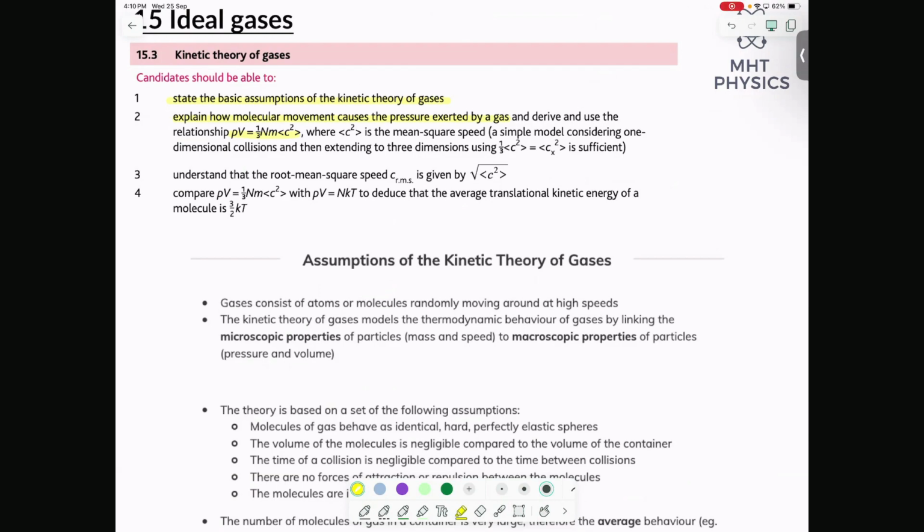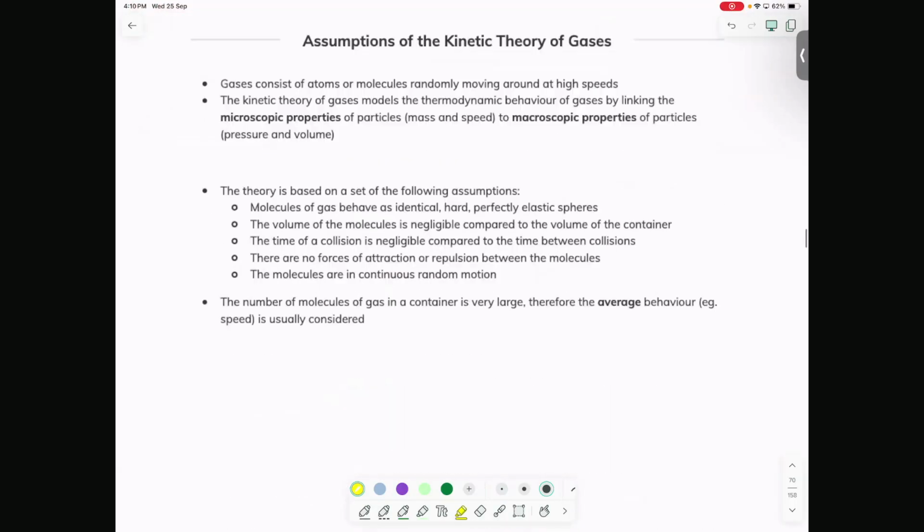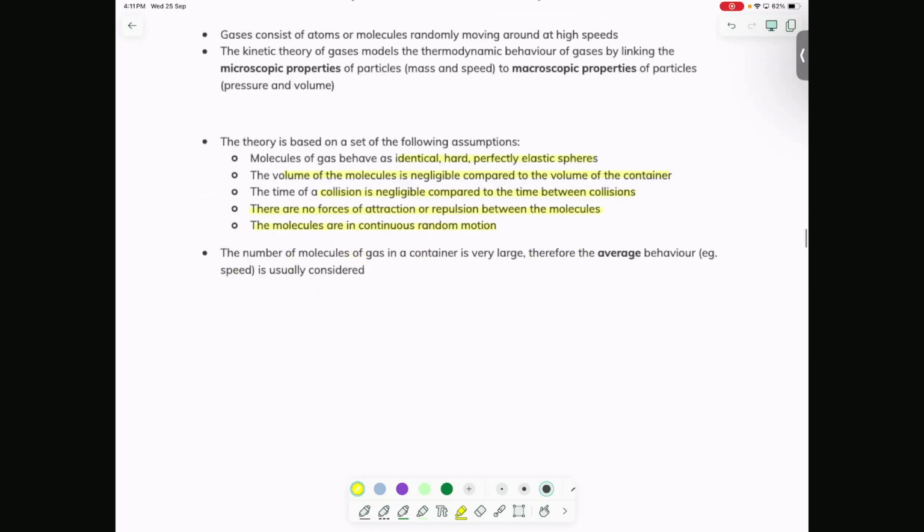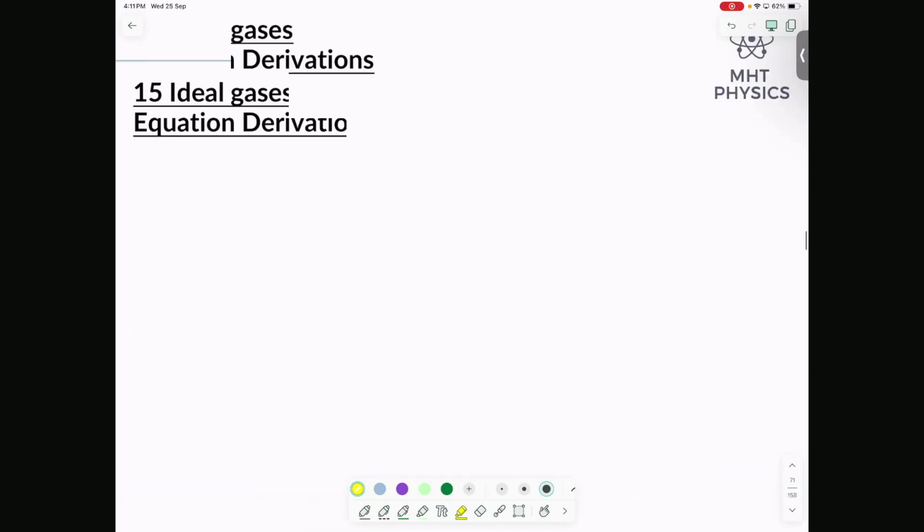And to derive that, we need to understand many more smaller topics, which is essentially this whole topic, okay? So the derivation will be done with that. That's the end of it, okay? Right, so assumptions just one more time. The molecules are identical, with elastic behavior, and their volume is negligible compared to the volume of the container. There are no other forces other than impact. And the molecule is in random continuous motion. What do we call this random continuous motion? Brownian motion, okay?